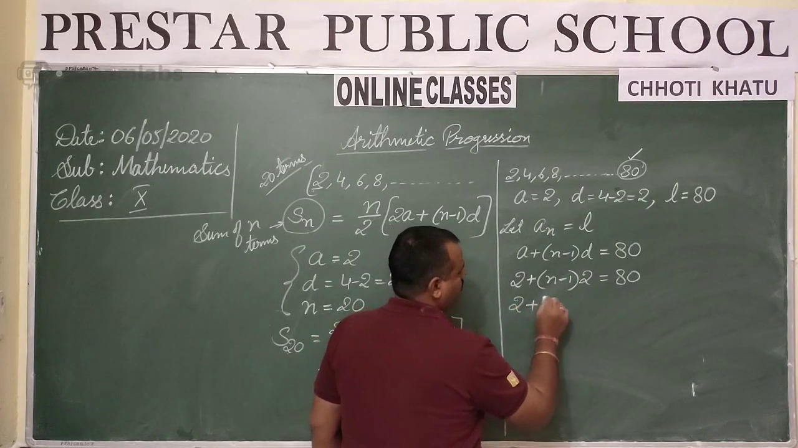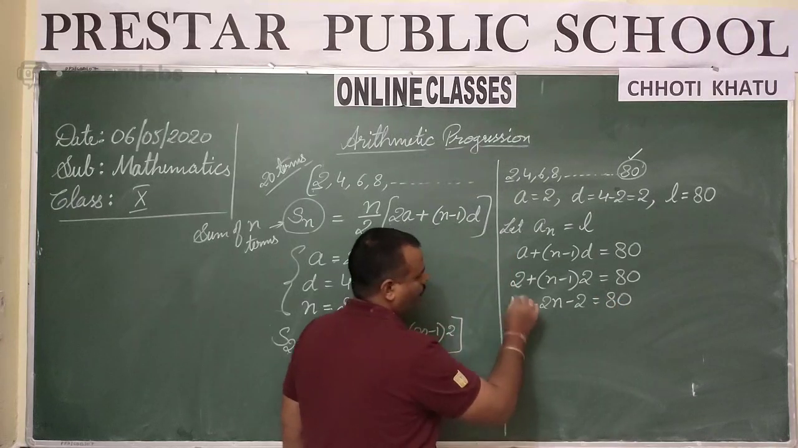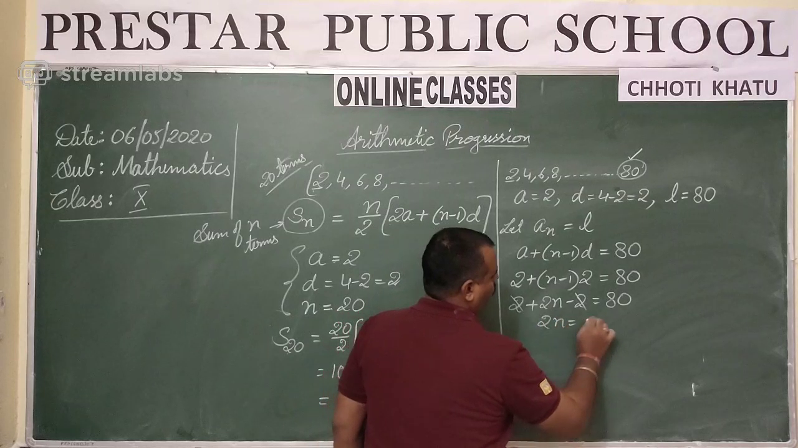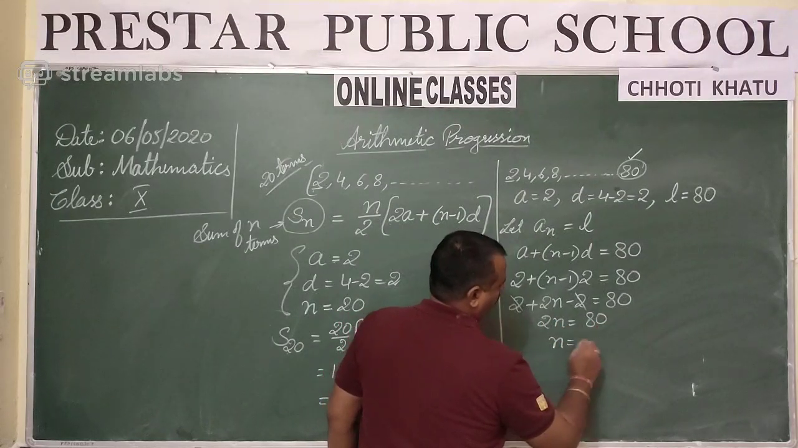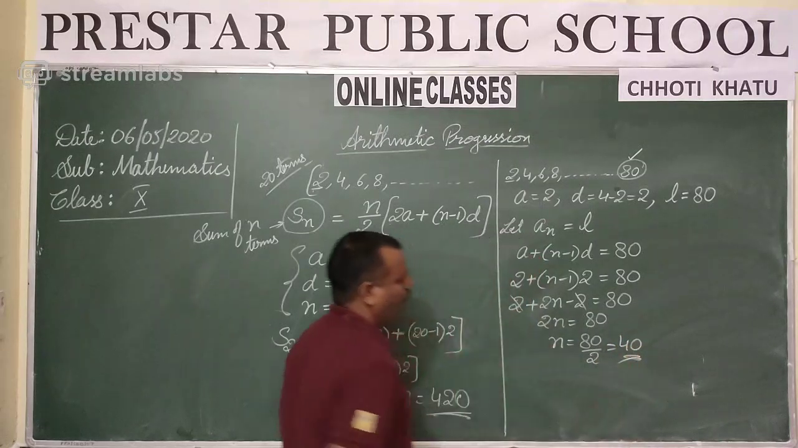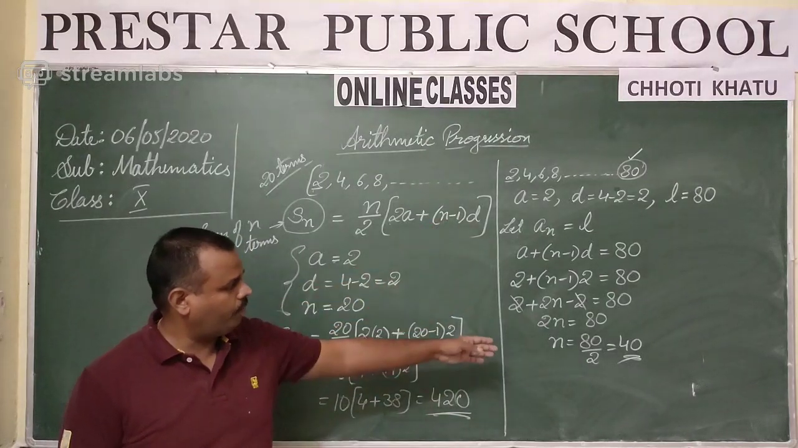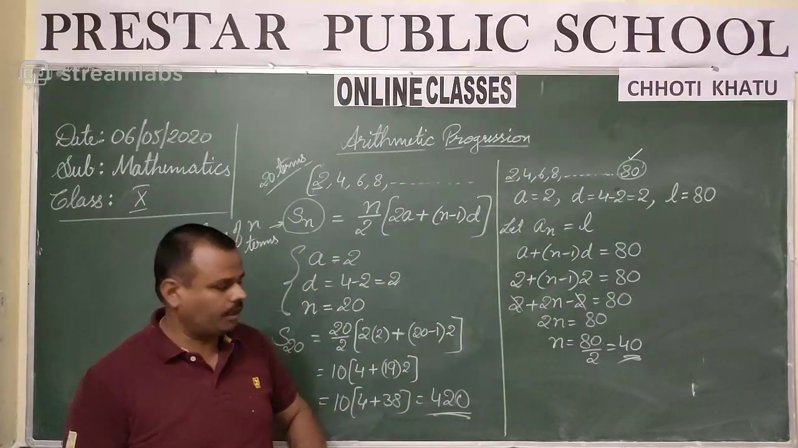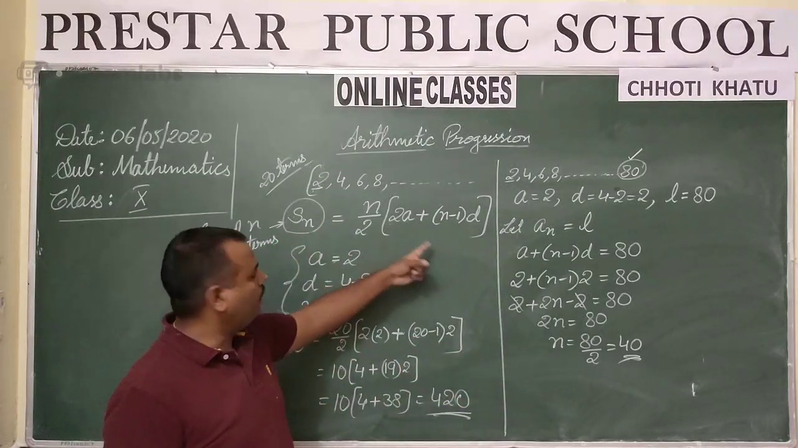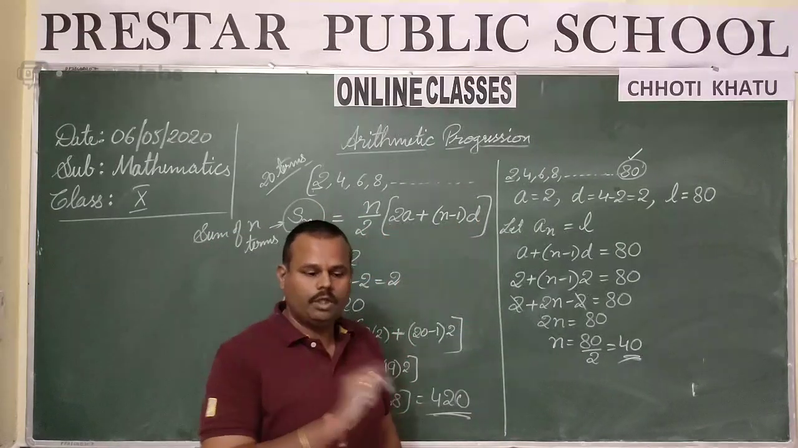So 2 plus 2n minus 2 equals 80, where 2 minus 2 will become 0. You have 2n equals 80 and n equals 80 upon 2, which is 40. So you get the value of n. Now this is one method where first we are calculating how many terms there are. Now, once you get the number of terms, you can use Sn, the sum of n terms, that is n upon 2 multiplied by 2a plus n minus 1 into d.